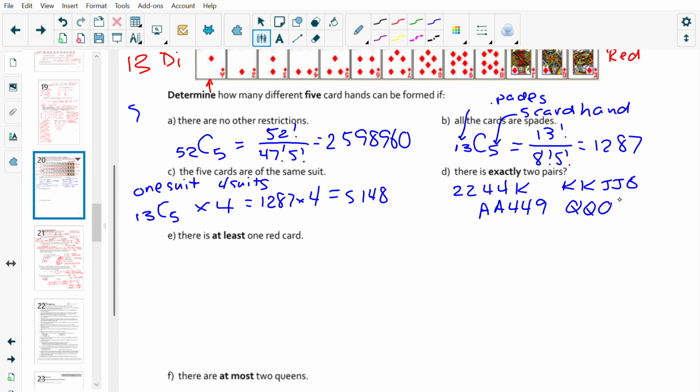This is not 2 pairs. If I have 4 queens in a standard game of poker, or just a deck of cards, this is 4 of a kind. This is not 2 pairs. I know there's 2, but they're all the same rank, right? So we need different pairs, right? We can't do 4 of a kind. Okay, so let's set that as a premise, and let's do exactly 2 pairs. Well, if we're doing exactly 2 pairs, the first thing I need to do is select the ranks.